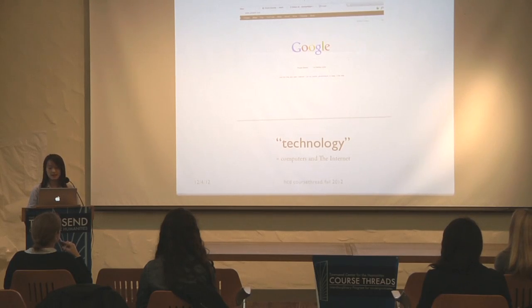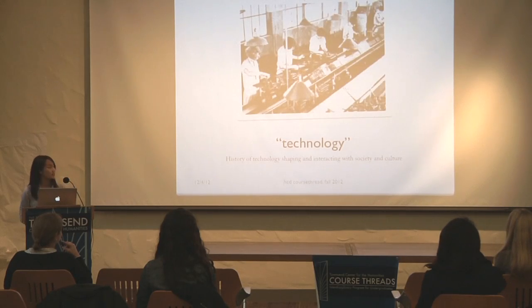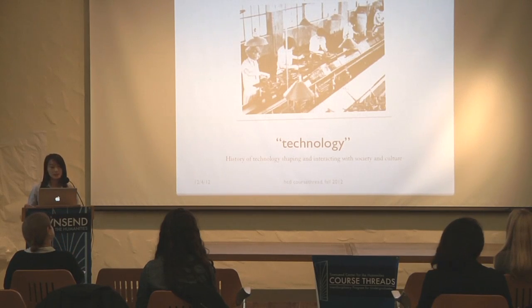So through this class, I had to think more about some other aspects of technology, beyond just all the things I interact with that make my life a little bit easier. So this is also an aspect of technology. Technology shapes and interacts with society and culture. The ways that technology is created, the ways that technology is used, influence us just as much as we influence it. And that's something that I really started to think about as I took this course.